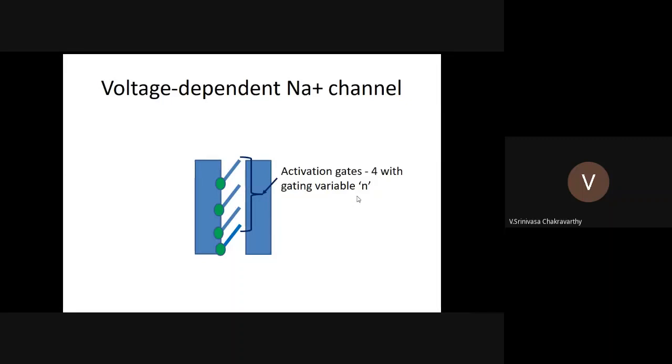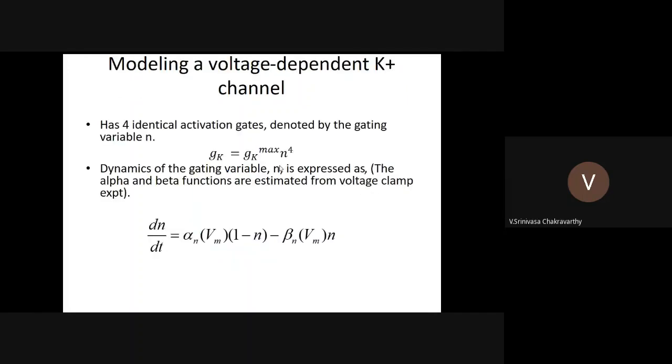Normally you would have given separate gating variables n1, n2, n3, and n4, and then the channel open probability would be n1 times n2 times n3 times n4. But in this case, they assume that all 4 gates are identical, so you denote them using a common variable. So the gate open probability is n, and therefore the channel opening probability is n to the power 4.